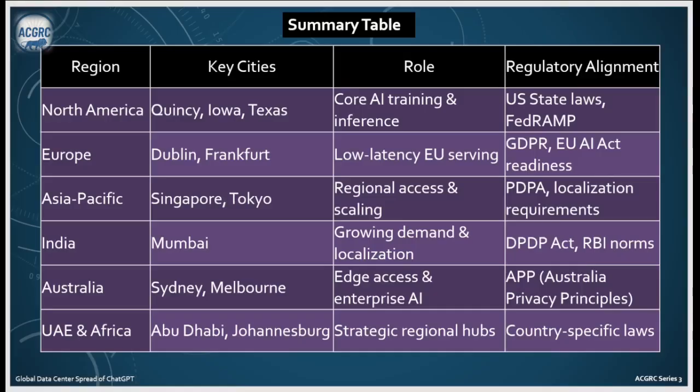In summary, you can look at the region spread, the cities within the region, the role they play, and the regulatory alignment they currently have. From a regulatory perspective, you have the US state laws, FedRAMP, GDPR, EU AI Act, PDPA, DPDP, APP, and country specific laws. You can pause the screen, look at the data and digest accordingly.